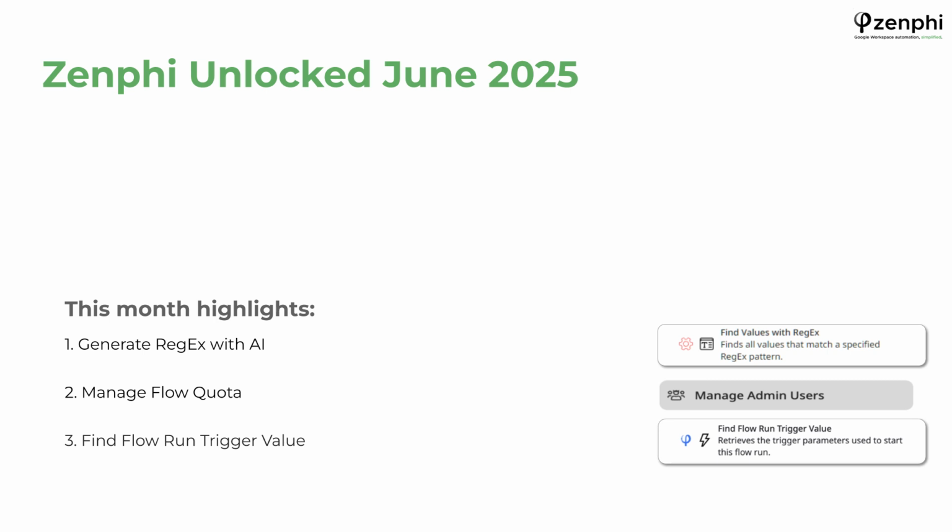We first have 2 enhancements to existing actions many of you already know and love. We have AI-generated regex now available for all of our users, as well as flow quota management for Ultimate and Enterprise users. We're also going to talk about a brand new feature called Find Flow Run Trigger Value, available upon request for our Enterprise users. And don't worry, I'll show you exactly where to find each of these features in the Zenphi interface so you can try them out right away.